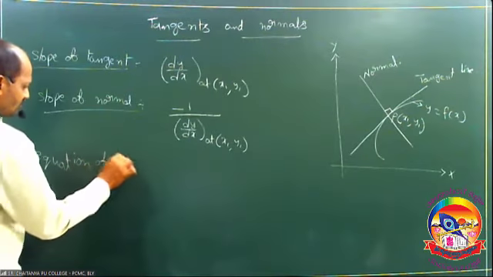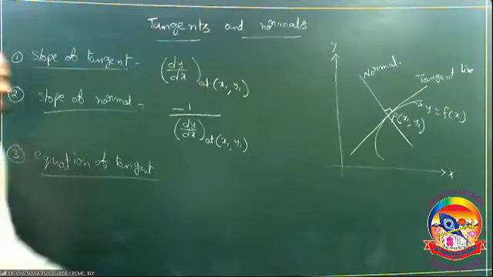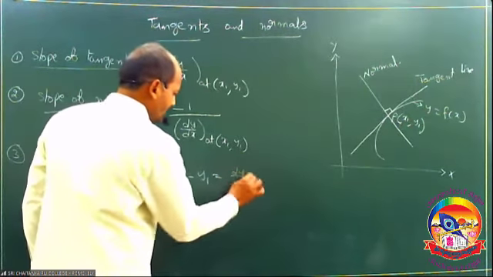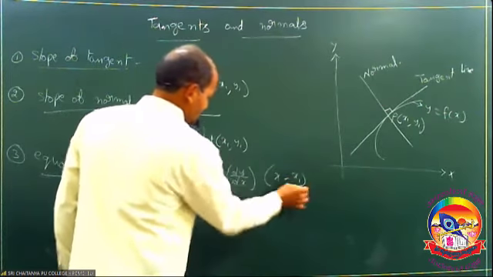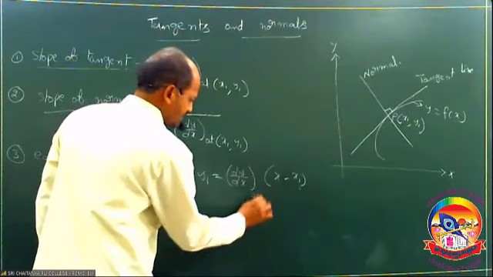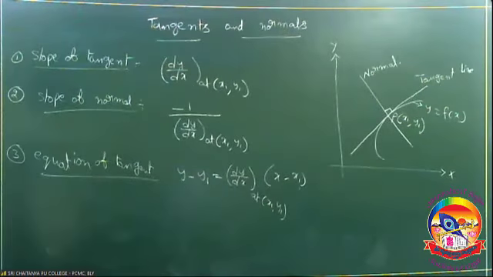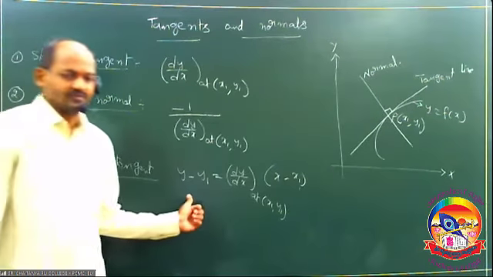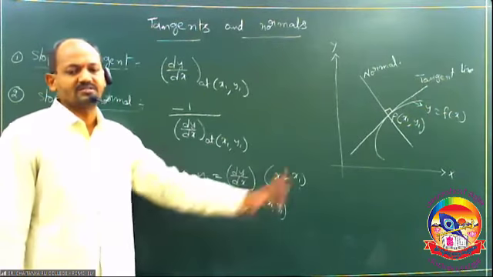Equation of tangent. The equation of tangent is y minus y1 equal to dy by dx into x minus x1, where dy by dx is at the point (x1, y1). Clearly it is the slope point form of straight lines: y minus y1 equal to m into x minus x1.